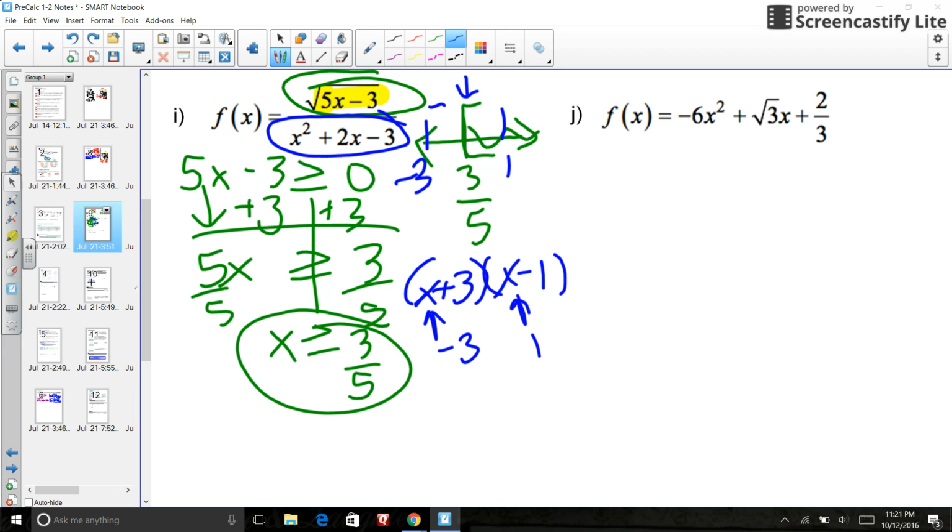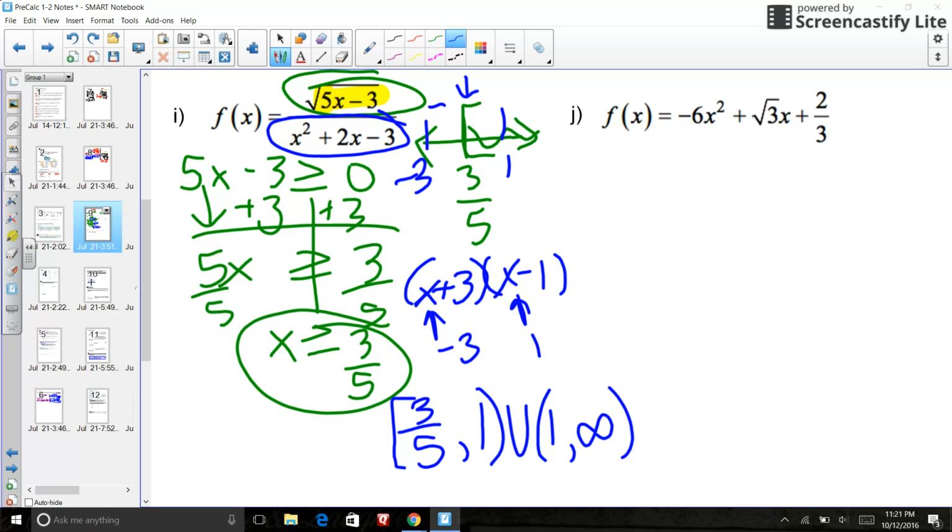So that means I start at 3/5. It can include that. And I go until I hit 1. Then I close that off, union, and then I can go 1, and it goes on forever and ever. So my domain starts at 3/5, goes to 1, not including 1, and then a union of 1 to infinity.